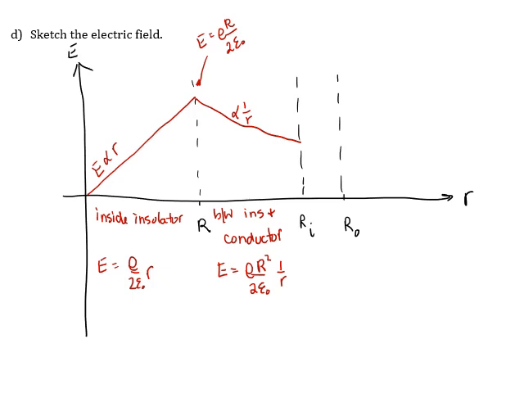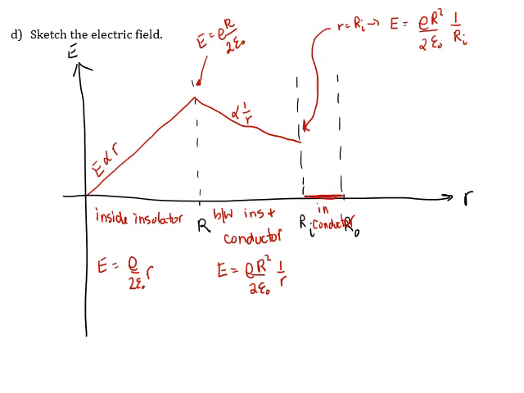Where r equals ri, this point right here, the value of the electric field at this place, E is equal to rho times the radius of the insulator squared divided by 2 times epsilon naught times 1 over ri, the inner radius of the conductor. Okay, so that's that next section. Ri to Ro, that's inside the conductor. The electric field in the conductor is 0.